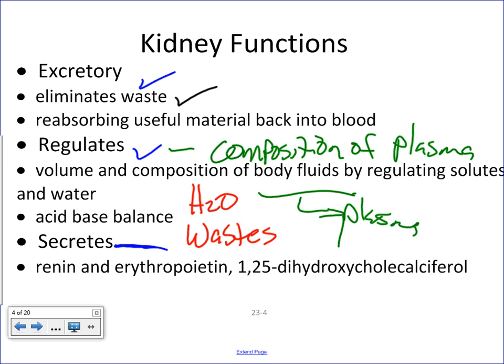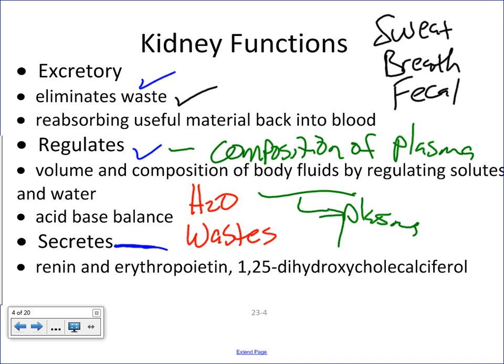Now there are other organs or tissues of the body that have excretory functions, eliminating waste. For example, we can eliminate waste via sweat. We eliminate waste through breathing, carbon dioxide. Some fecal matter is waste. But different forms of waste are being removed from these areas of the body, whereas the kidneys are actually filtering the blood.